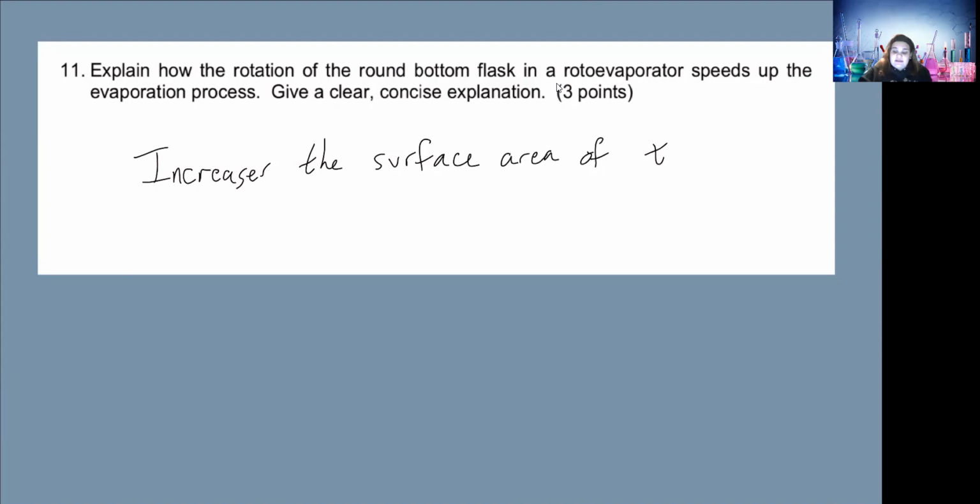Right? So by increasing the surface area, it allows us to evaporate the liquid inside the flask much faster. Inside the RBF. Right? And that's all we're looking for here. Okay? All right. And then I have one more question on this.